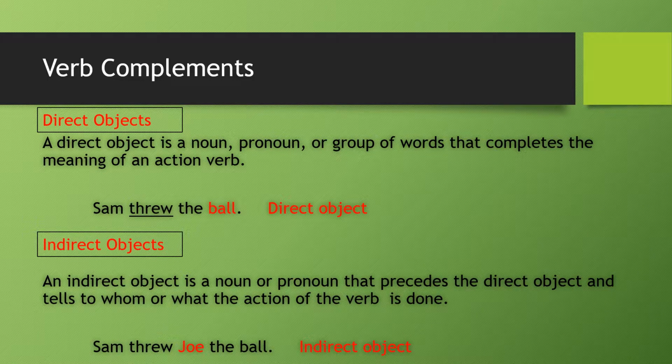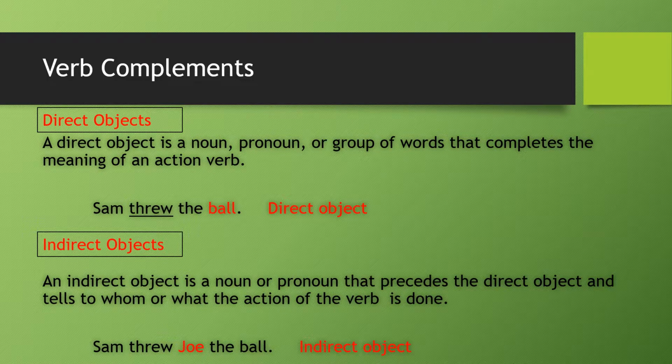An indirect object is a noun or pronoun that actually precedes the direct object and tells to whom or to what the action of the verb is done. So, Sam threw Joe the ball. Now, Sam did not throw Joe. Sam threw the ball. So, in order to determine which of the words is the direct object, we would ask to whom or to what did Sam throw? And it was the ball.